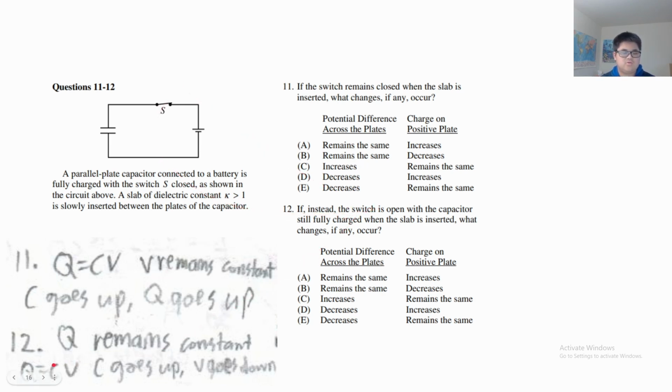So since Q is constant, and since C increased, therefore V has to decrease, to account for the increase in capacitance. So, therefore, the charge remains the same, and the capacitance increases. So the answer to question 12 is C.